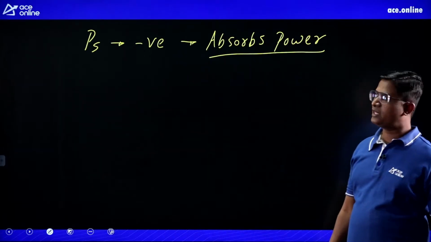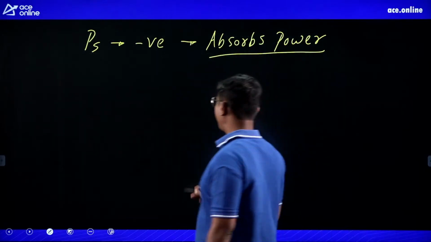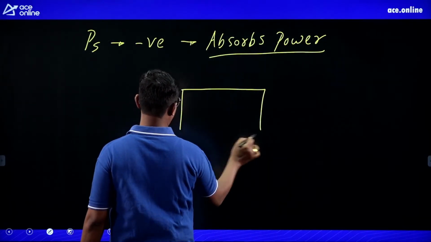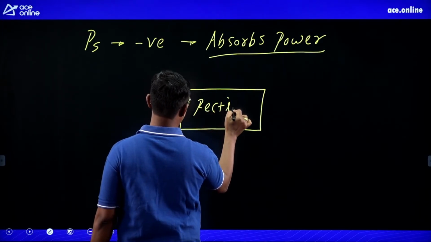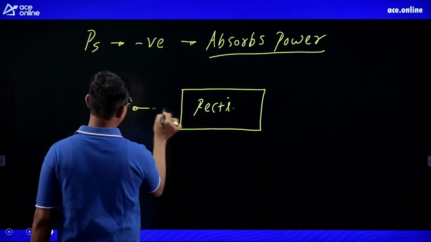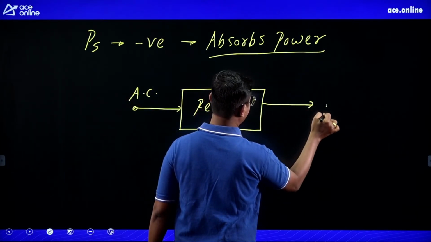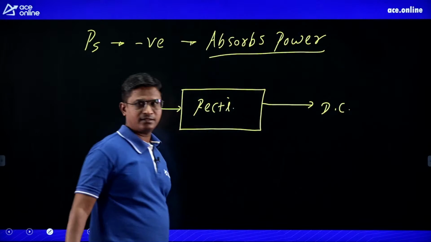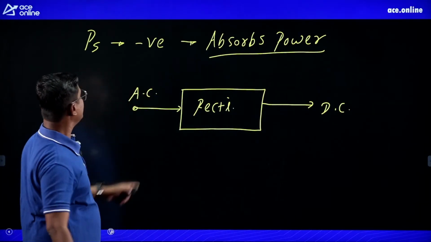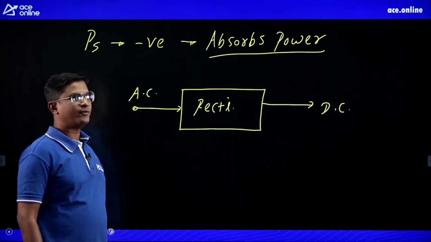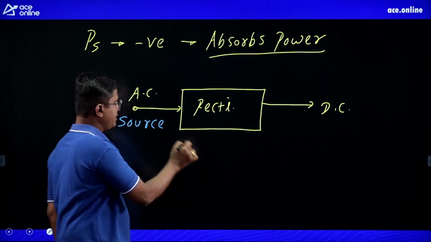Now they are talking about the rectifier. If you check in the rectifier, this is the rectifier, my input side is AC, and the output side is DC, right? Now here my source is absorbing the power. This is the source, and this side is the load.